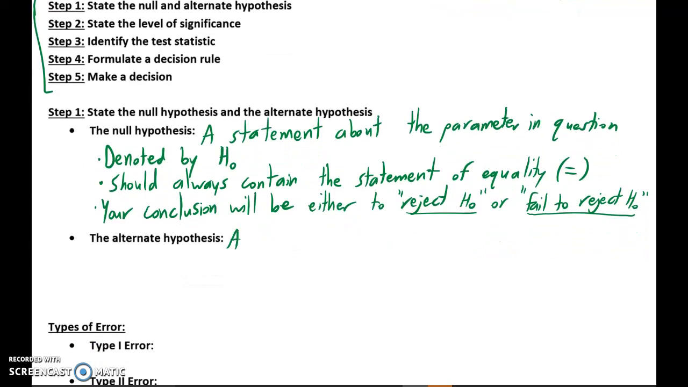The alternate hypothesis is a statement that differs from the null hypothesis. Okay, a statement that differs from the null hypothesis.